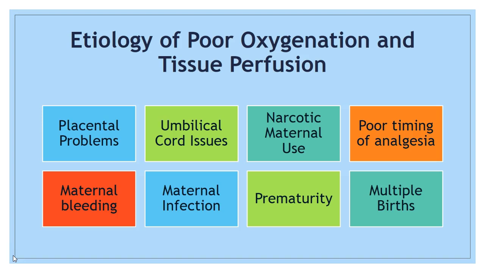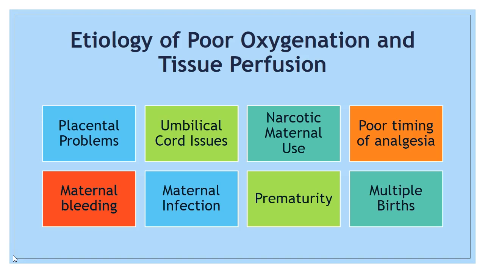If mom has had a hemorrhage intrapartally, she's got some kind of infection, the baby is premature, or we've got multiple births going on, all of those things can affect oxygenation and perfusion in your newborn. Anything that will decrease perfusion to the fetus during labor will cause this. And any type of immaturity in the respiratory center and the lungs for the newborn can also cause this.